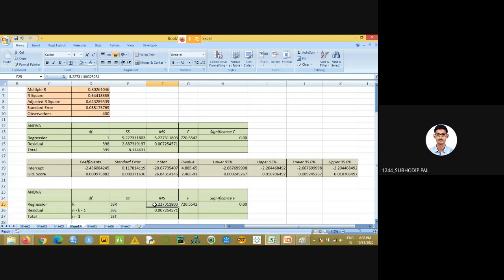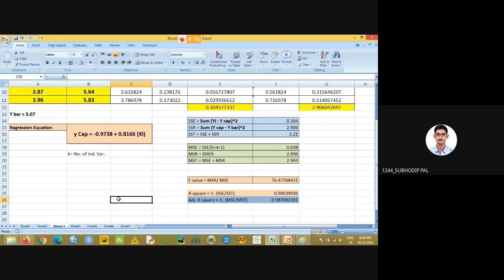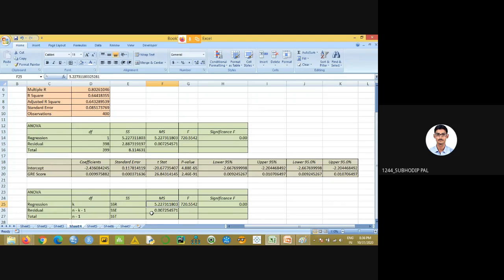So now how do we calculate MSR, MSE, MST? MSR is SSR divided by K, right? SSR divided by K. This is MSR. MSE. Here I can write MST, and this is what the F value is. This is the P value from the F table. I hope it's clear now. Let it be there. You will understand from here.